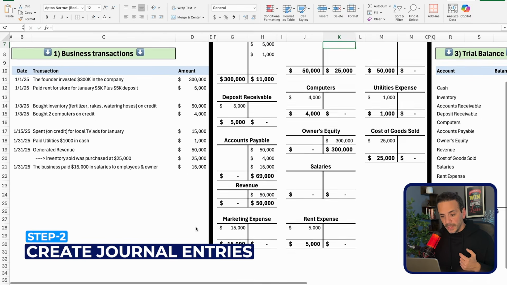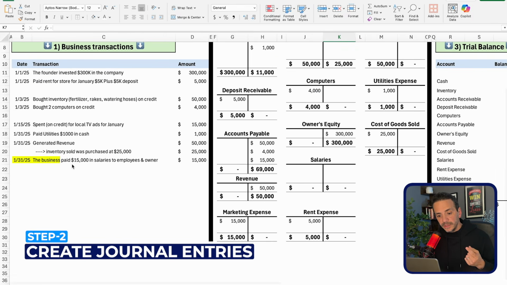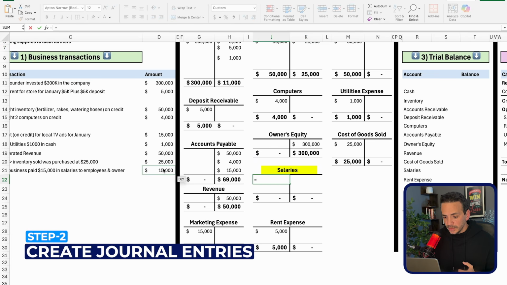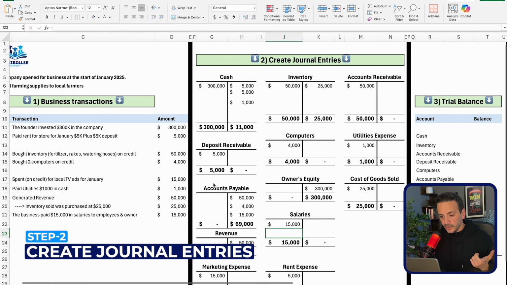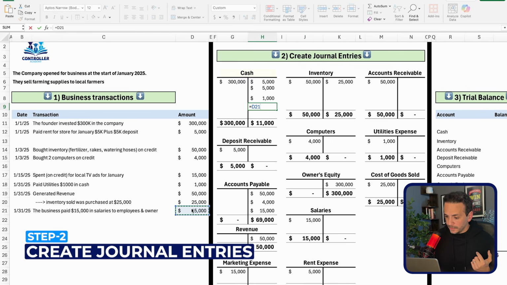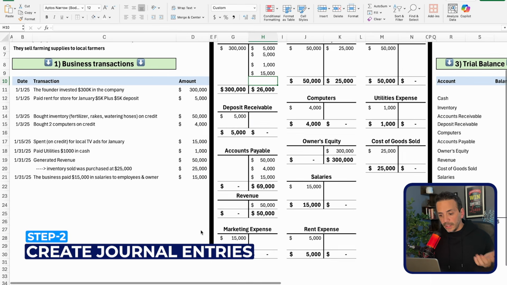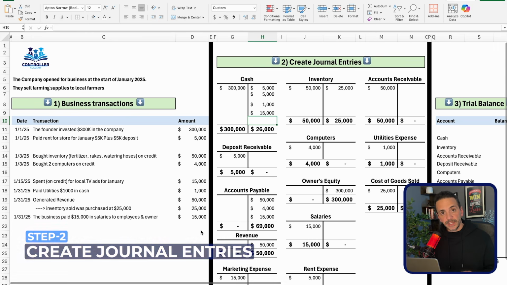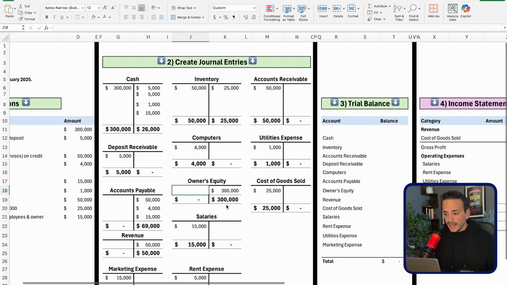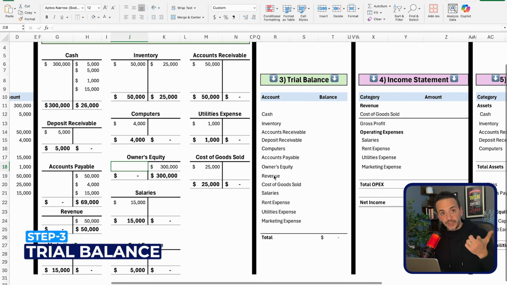Okay, great. The next transaction is going to be that the business paid $15,000 in salaries to the employees and the owner. Okay, so salary expense is pretty straightforward. Debit to salaries for $15,000 and credit to cash for $15,000. So that takes care of the journal entries for our business transactions. And this was our second step in creating the financial statements. Now diving into the third step, which is the trial balance.